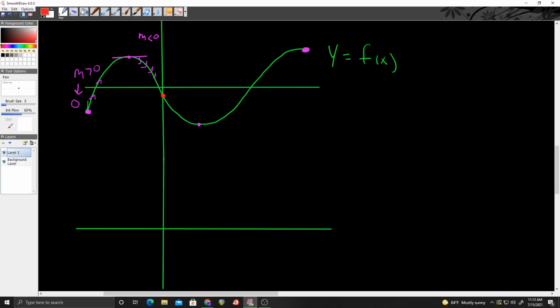In other words, my graph goes from concave down, my function goes from opening down, and right about here it starts to open up. I still have negative slope, but instead of it getting more negative, it's tending towards 0 here. So here we have negative slope, and it's tending towards 0.